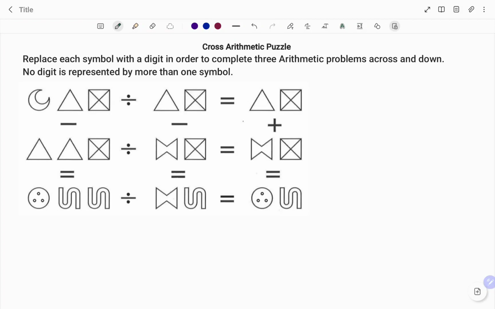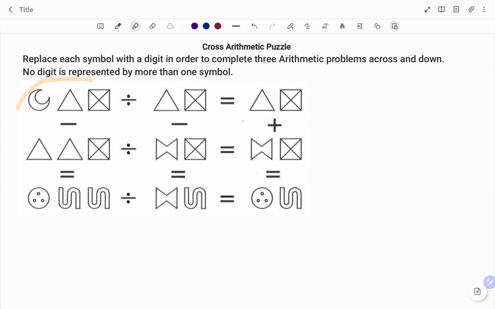In this video, I'm going to show you how to solve this cross arithmetic puzzle. We have to replace each symbol with a digit in order to complete the 3 arithmetic problems across and down. No digit is represented by more than one symbol. Because all the equations given are in symbols, we have to look through each one thoroughly to figure out which one will be easiest to start with.